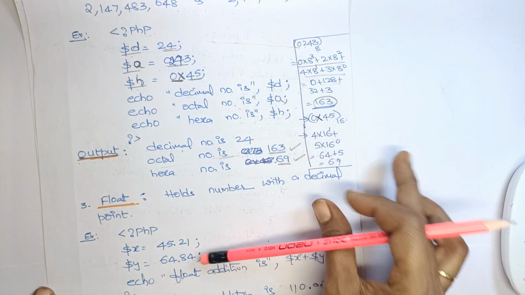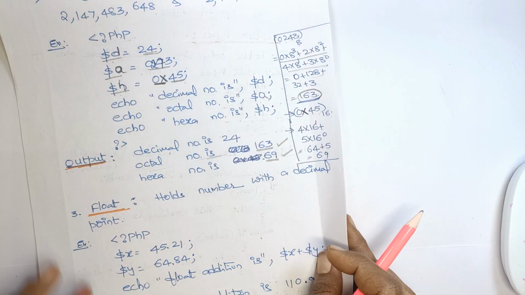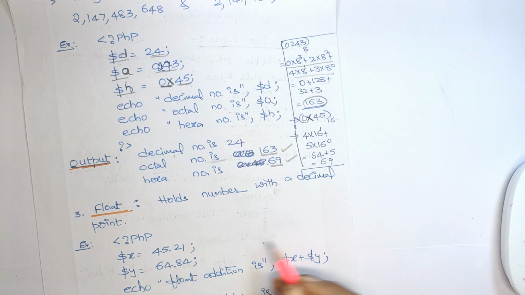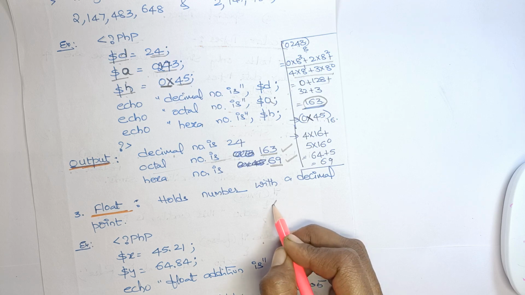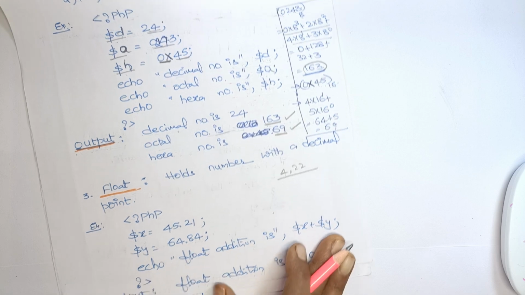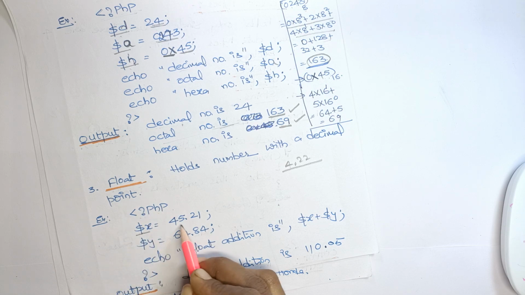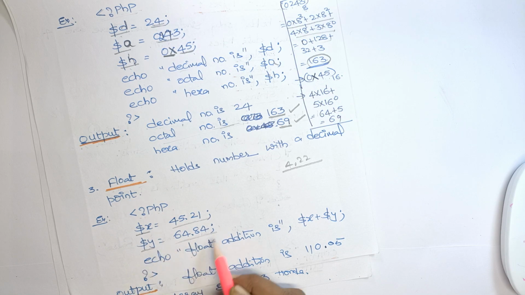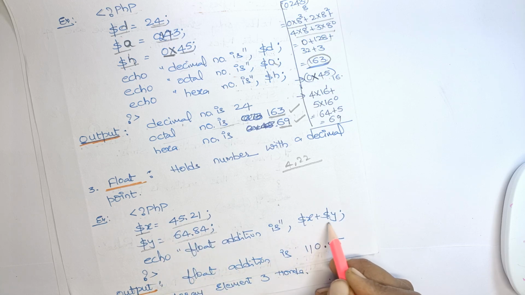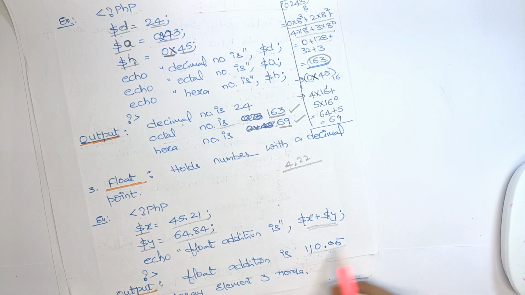Next one, float. Float holds the number with a decimal point. As we know, float holds a number with a decimal point. If any number is having some decimal point, then we use it as a float. For example, <?php $x is equal to some float number, $y is equal to some float number. For example, I want to add these two numbers. So $x plus $y. So that you will get the addition of these two, which is nothing but 110.05.